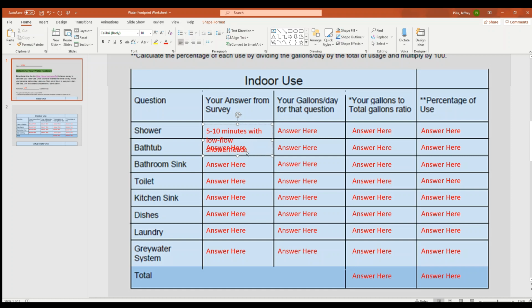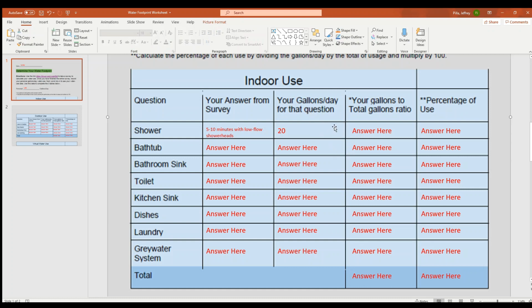Oh, wow. I didn't even think about this, you're probably going to have to adjust the font size to make it all fit. All right. So 5 to 10 minutes with low flow shower head. My gallons per day that it came up with was 20 gallons. Okay.